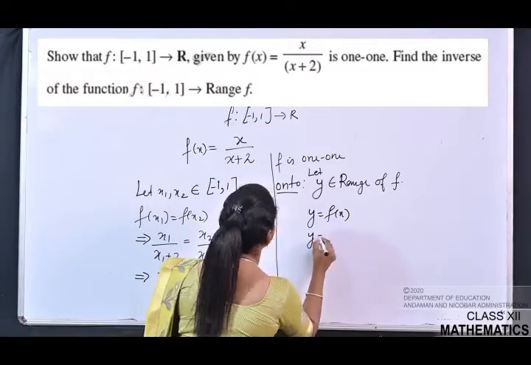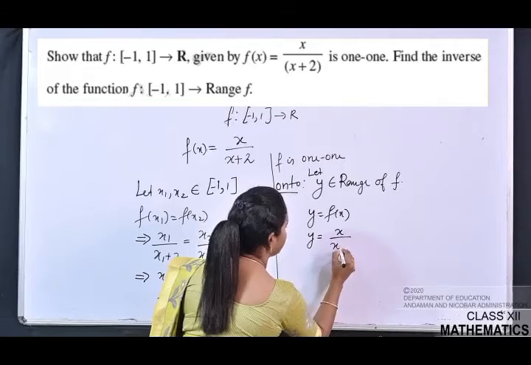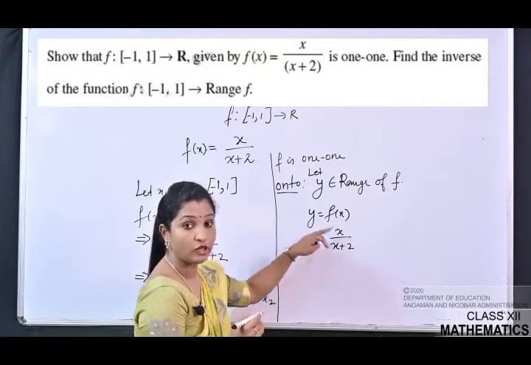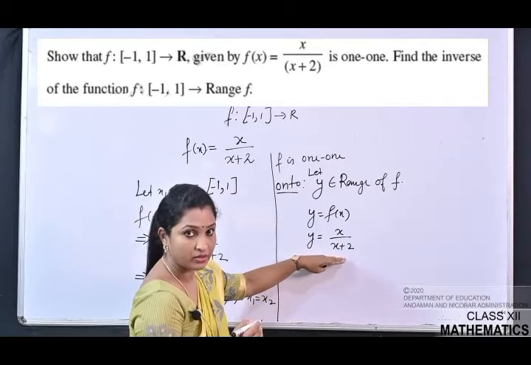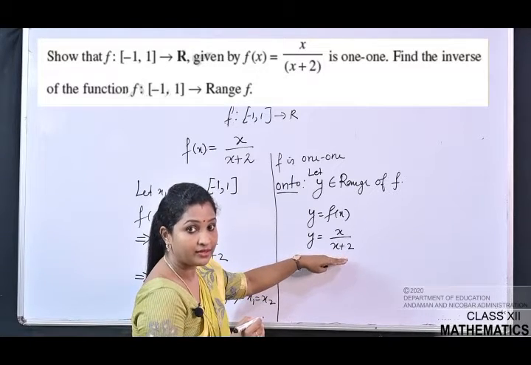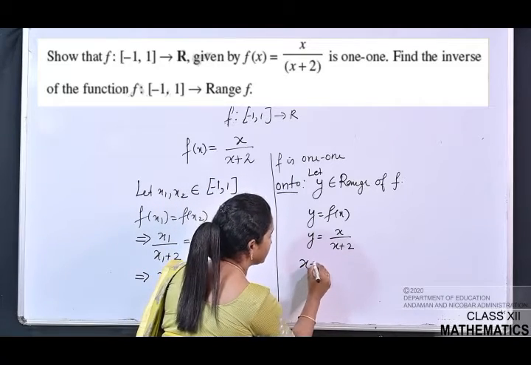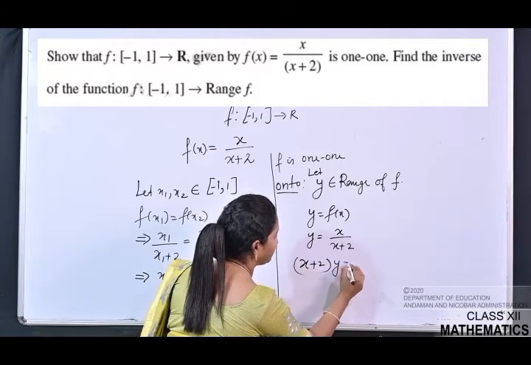y = x/(x+2). So what you will do is find the value of x from this expression, that means you will find x in terms of y. Okay, so (x+2)y = x.